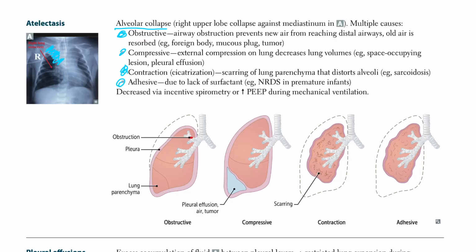So let's look at obstruction. Airway obstruction prevents new air from reaching distal airways. All air is resorbed. Causes are foreign body, mucus plug, and tumor. Compression is external compression on the lung, which decreases the lung volumes. Examples are a space-occupying lesion or pleural effusion. Contraction, cicatrization, is scarring of the lung parenchyma that distorts alveoli. Example, sarcoidosis. Adhesive is due to lack of surfactant and RDS in premature infants. Treated via incentive spirometry or increase in PEEP during mechanical ventilation.